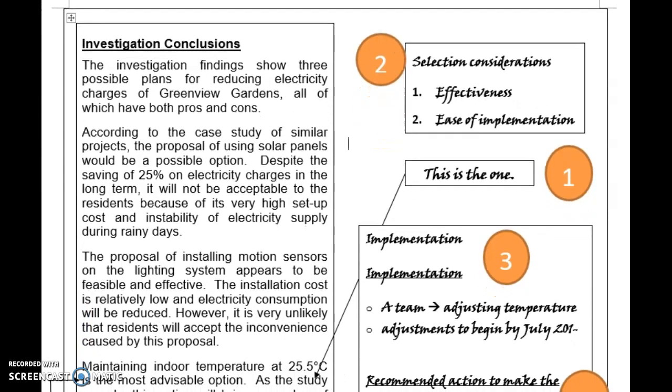The conclusions is to tell you, among the 3 initial proposals, which one will be chosen by your boss. Do you remember the 3 initial proposals? There are 3 initial proposals in part 1. So on test day, in part 2, your boss will let you know which initial proposal will be finally chosen.